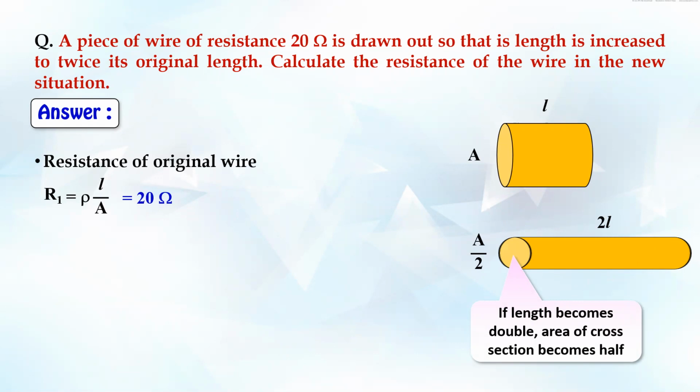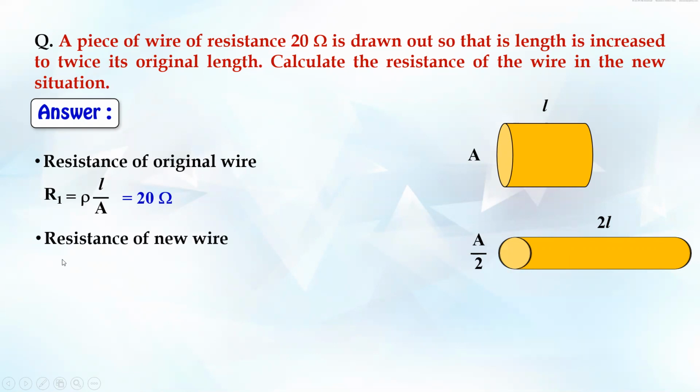Since here the wire is pulled, if the length of the wire increases while pulling, the area is going to decrease. Remember that. If the question says it is cut, then you have to take the area the same as it is, that is A. But in this case, since it is pulled or drawn, area decreases, length increases. So we took this as R1, which is given as 20 ohms.